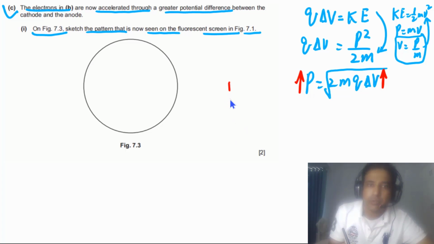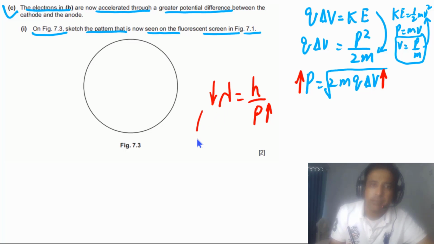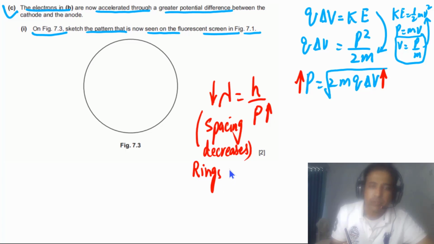Now we can write de Broglie wavelength. This is equal to Planck's constant divided by momentum of the particle. So if momentum of the particle increases, lambda will decrease. If lambda decreases, spacing decreases. So the rings are close to each other. So we can say rings get closer.